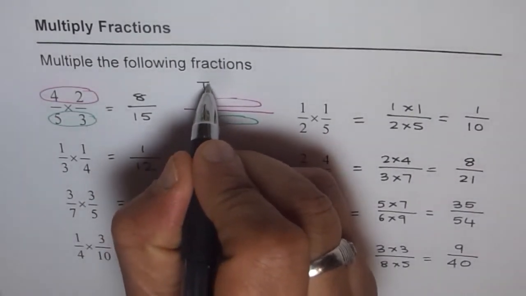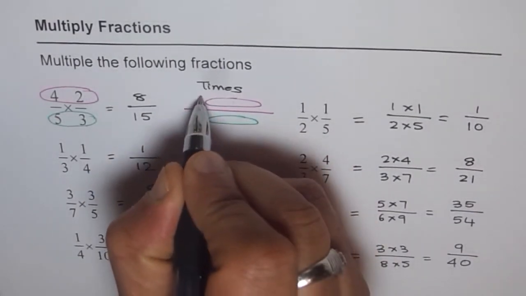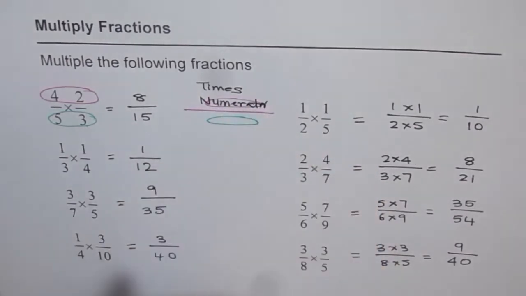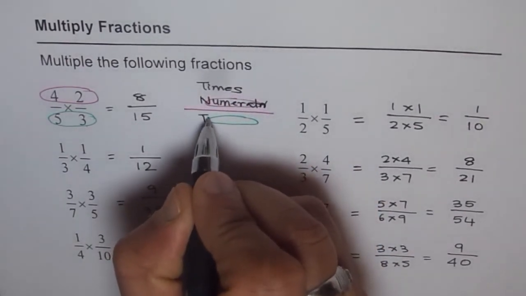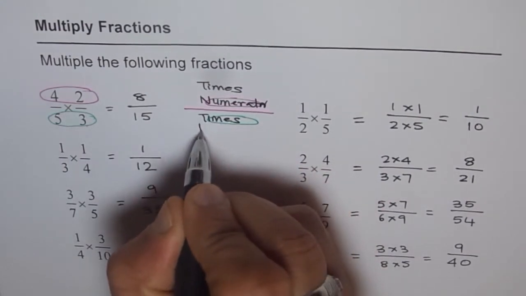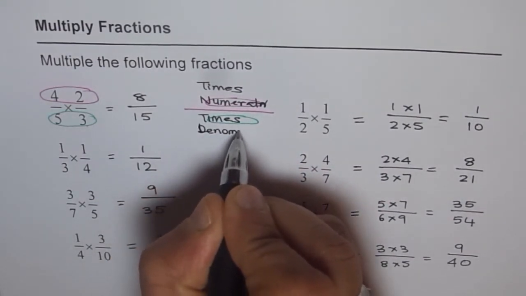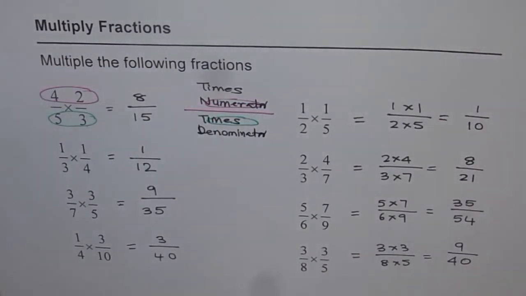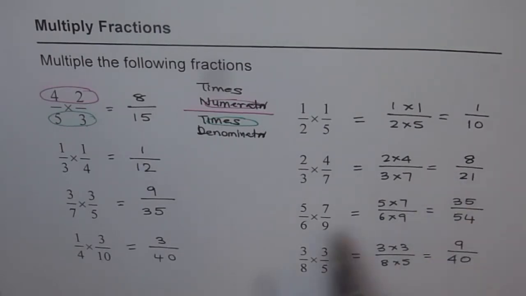So times numerator comes in numerator and times denominator will come in denominator. Well, that is the first step. The next step sometimes is to simplify these. I've taken examples where we don't have to simplify.